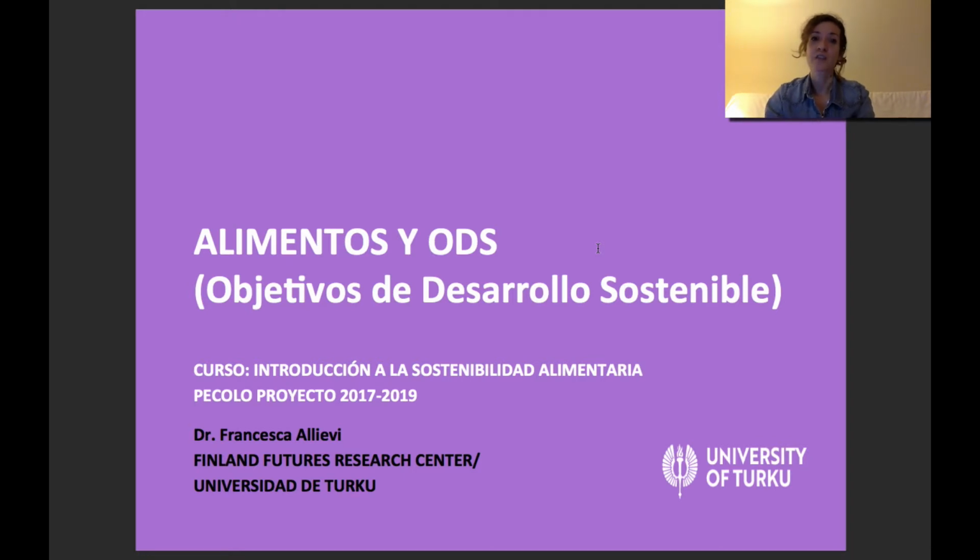The first lecture we have today is about food and sustainable development goals. And I thought that it would be important to start with this framework because I think it really sets the way to understand how important food is for all other parts of society as well.